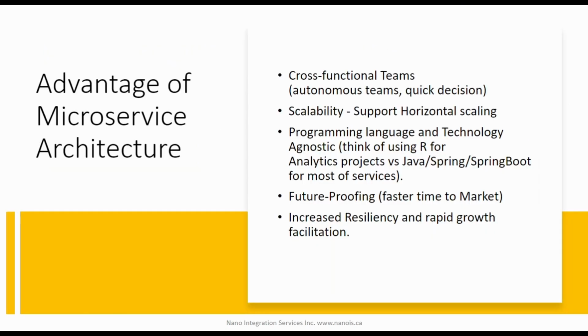Okay, so let's discuss the advantages of microservice architecture. First thing first is cross-functional teams. We have autonomous teams who can make quick decisions because the application architecture helps us to do so, and because they are working on their own domain, there is a guarantee that when they make changes, they are not impacting other teams, which helps this particular team with quick time to market.